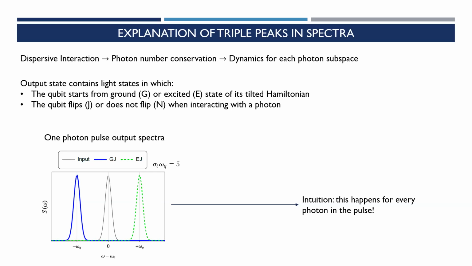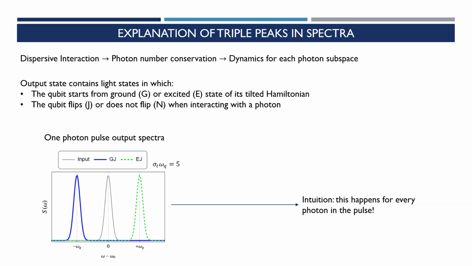If instead we start from the excited one and we have a jump, the qubit gives energy to the field, and therefore we have the spectrum that blue shifts, basically. So now, what is the intuition about what happens in the case of the photon, of the coherent state?